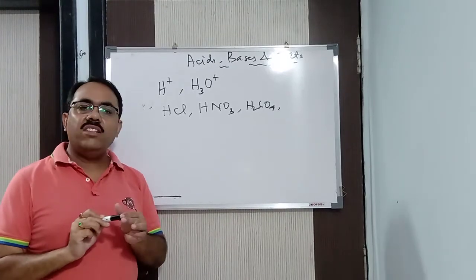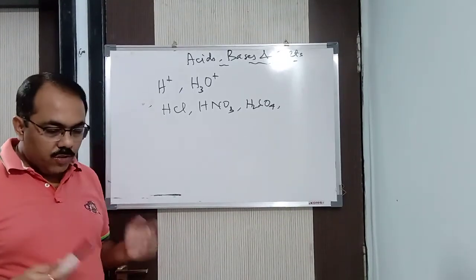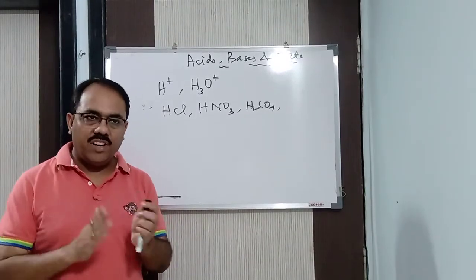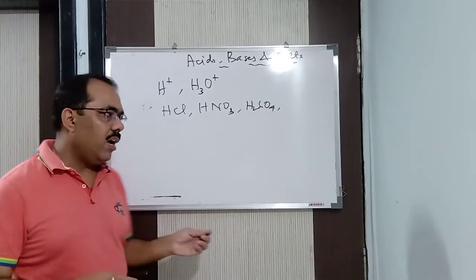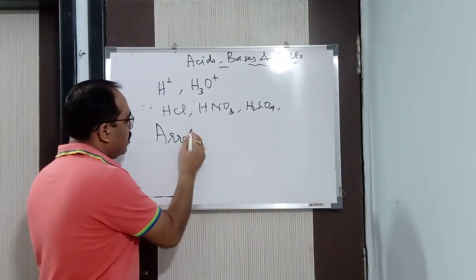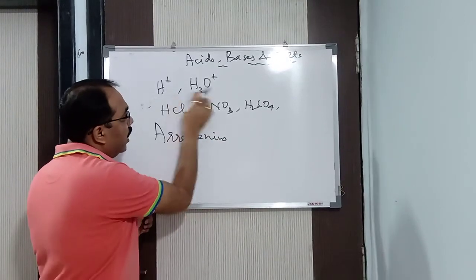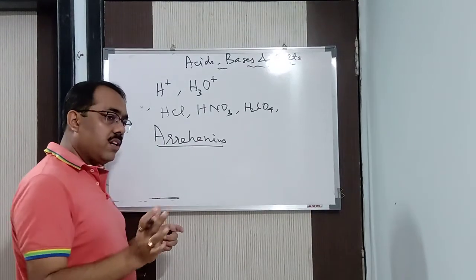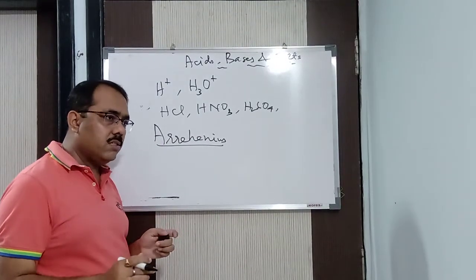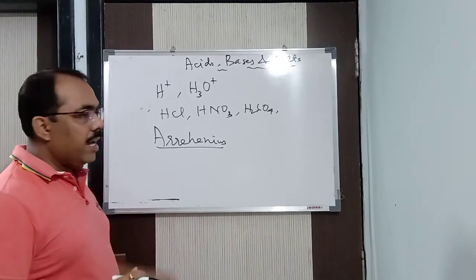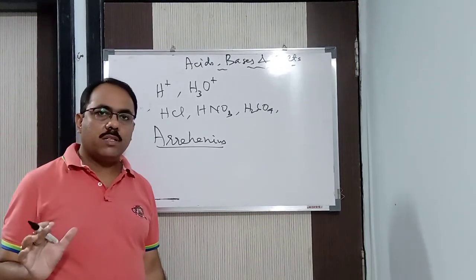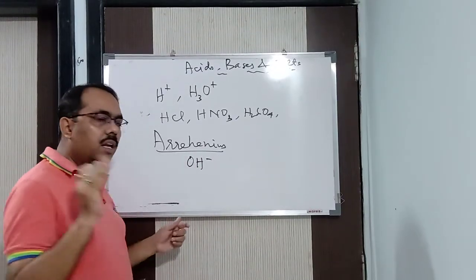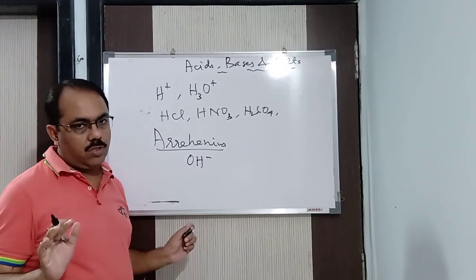Now what is a base? You can say base according to Arrhenius. There are different concepts; different scientists have given different concepts. Arrhenius was a scientist who gave this particular concept, that an acid is a substance which furnishes H plus ions as the only positively charged ions in its solution. Similarly, Arrhenius says that a base is a substance which gives hydroxyl ions, OH minus ions, as the only negatively charged ions in its aqueous solution.